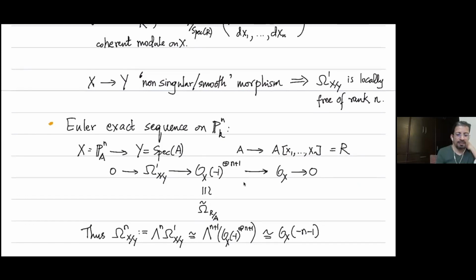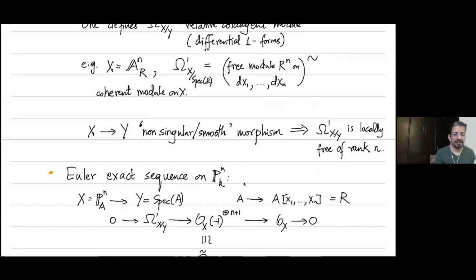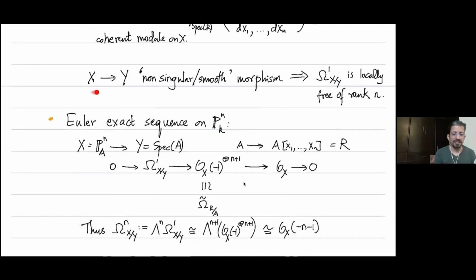That amounts to saying that if you take a small piece of it and embed it in your complex space, then it's actually a regular submanifold. I'm just giving you an intuitive idea; the exact technical definition we'll not get into. Again, one can define it in terms of equations and polynomials and Jacobian conditions. The thing that comes out is that if it is non-singular or smooth, then omega1 is locally free of rank n, and that n is then the relative dimension between X and Y.